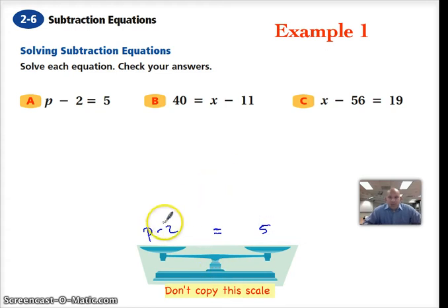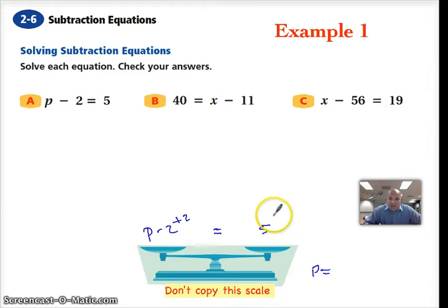In order to isolate the variable, in order to find out the value of p, we need to get it by itself on this side. In order to isolate it, we have to get rid of this minus 2. How do we get rid of it? Well, we undo the minus 2. No, that rhymes. We need to find the inverse operation of subtraction, which is addition. So we're going to add 2.